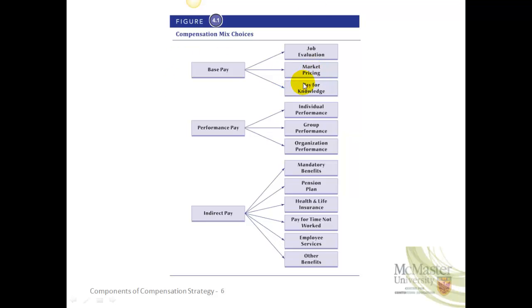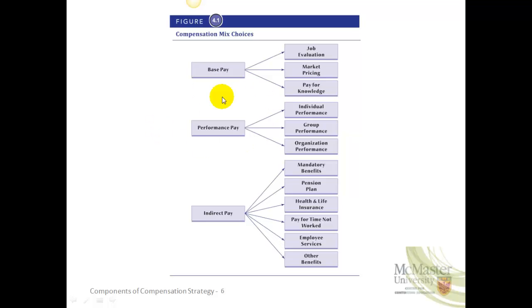Pay for knowledge we talked a little bit about earlier on in the course when we looked at LSE galvanizing. Paying people for what they know how to do. That will also be an element that some companies may need to consider, especially if they want to create high involvement organizations. They might need to consider this for base pay.